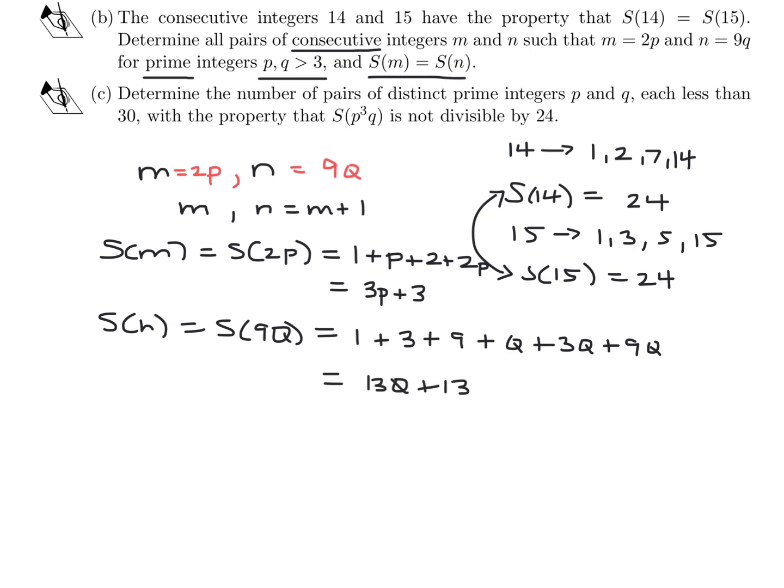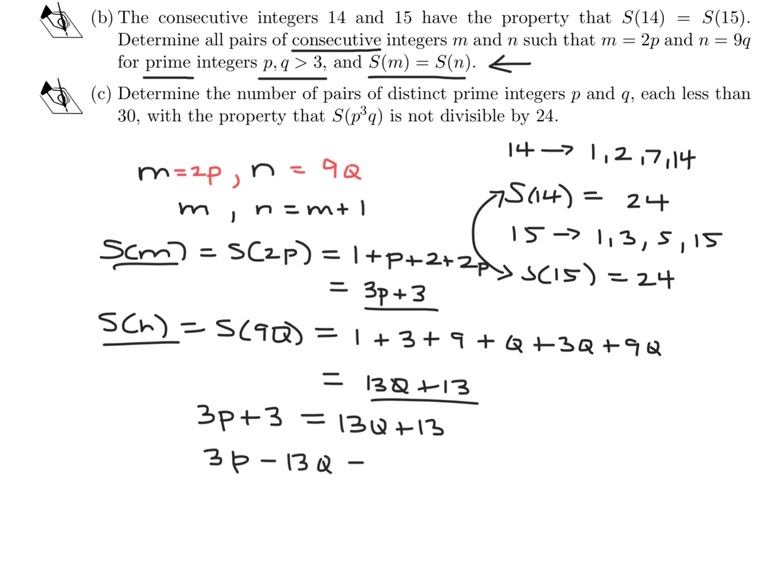Now, they told me that s at m is equal to s at n. So this is equal to this. So 3p plus 3 is equal to 13q plus 13. Now, anything I can do here, 3p minus 13q is equal to 10. All right, so that's about as far as I can go there. And I'm going to probably need to use this, so I'm just going to call that 1 for now. I'm most likely going to have to use that a little bit later on.